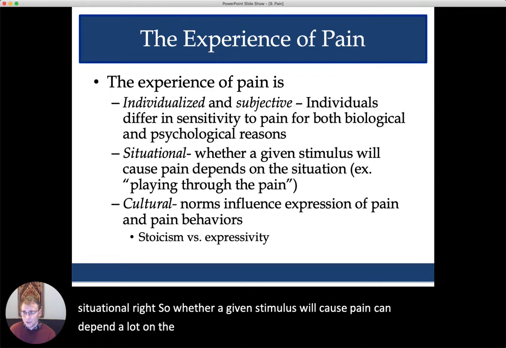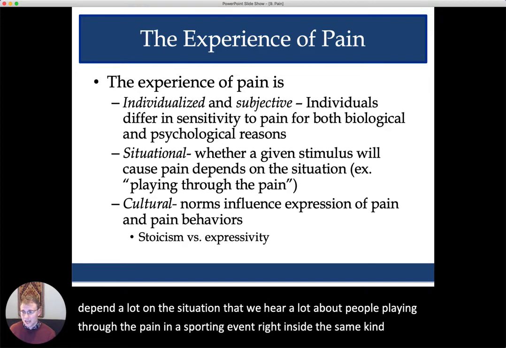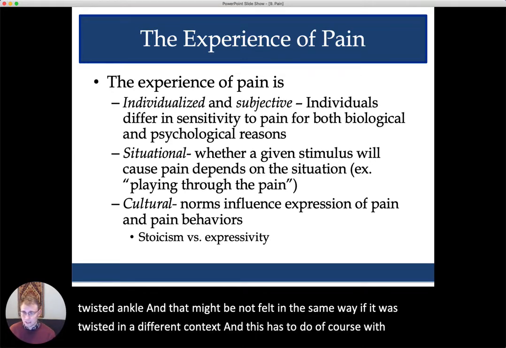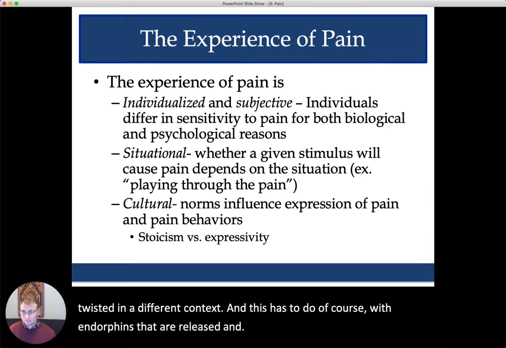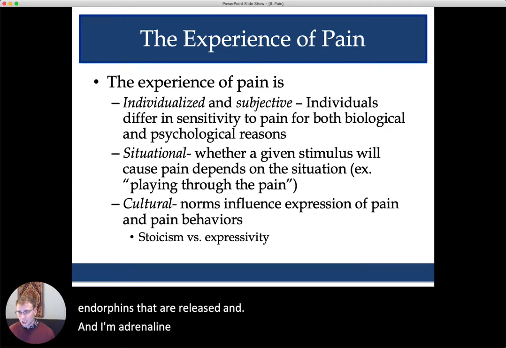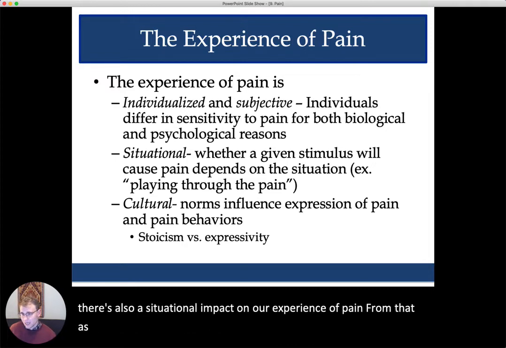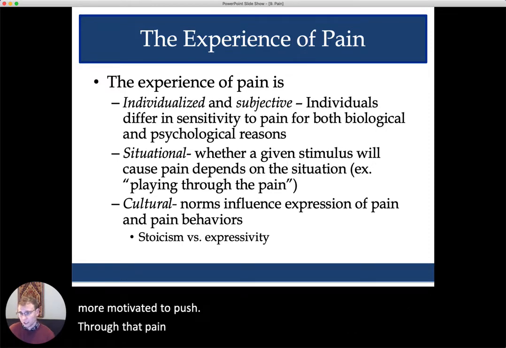We hear a lot about people playing through the pain in a sporting event, right? And so the same kind of twisted ankle might not be felt in the same way as if it was twisted in a different context. And this has to do, of course, with endorphins that are released and adrenaline, right? And so there's a physiological part of that, but there's also a situational impact on our experience of pain from that as well, right? We might be, because of that competitive situation, more motivated to push through that pain, and so have a different experience of that in that context.